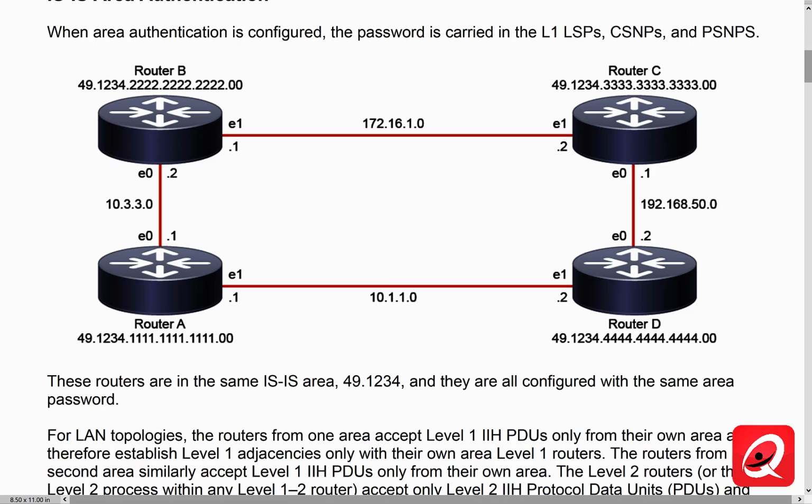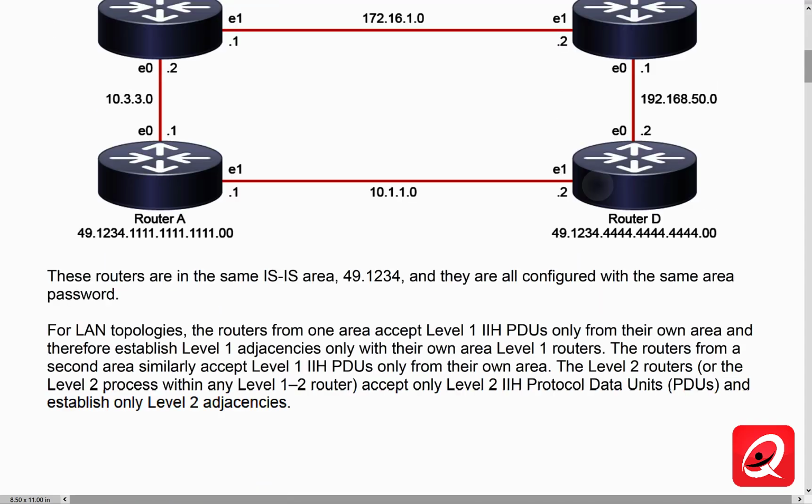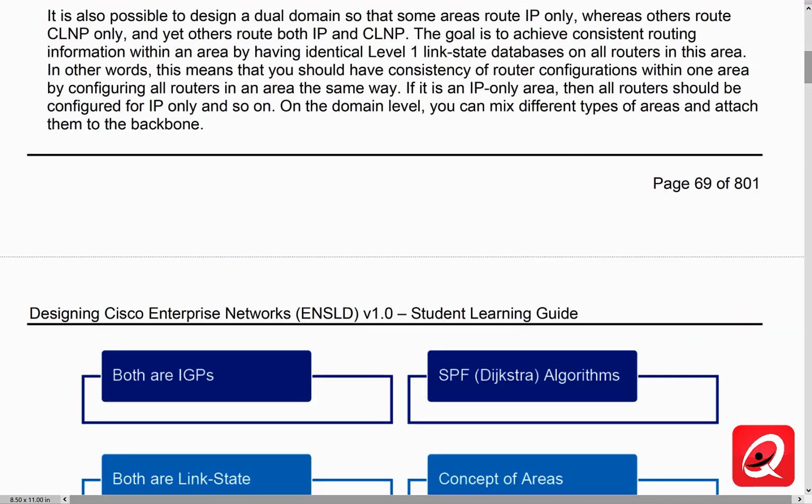The 2222.2222.2222 is what we would refer to as the system identifier. And then the last 2 digits represent the NSEL, the net selector. Those are the final 2 bytes. In the case of ISIS or integrated ISIS, they always have to be 00, which indicates this particular system. All right. So that's kind of how the address breaks down.